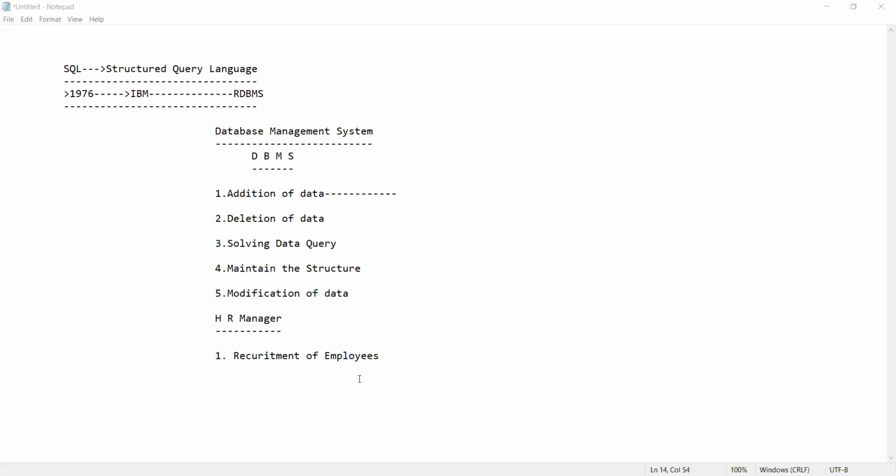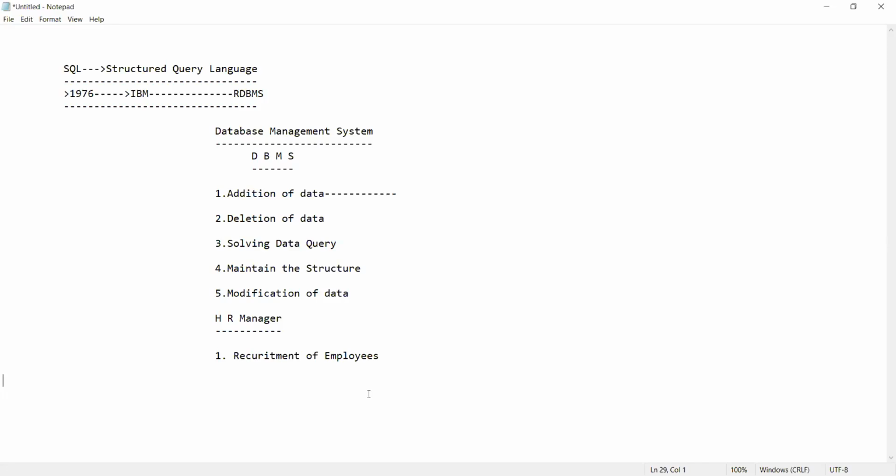Addition of data means what? The data will be added. Always new data is added here, guys. Addition of data means adding new data. It can be rows or columns, whatever we say, but it is nothing but addition of data. So here we call it addition of data, and here we call it what?